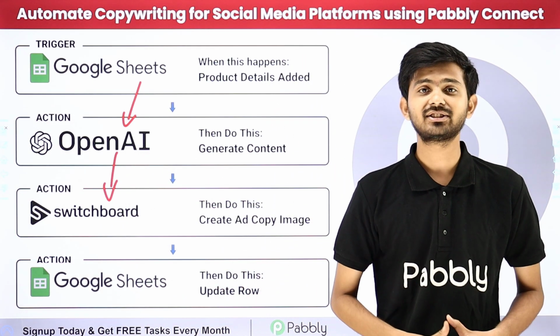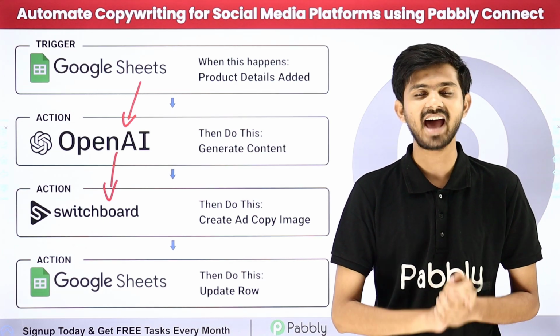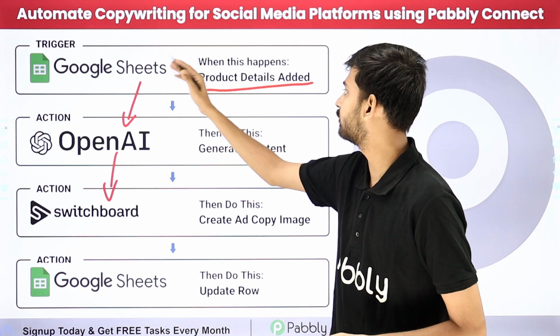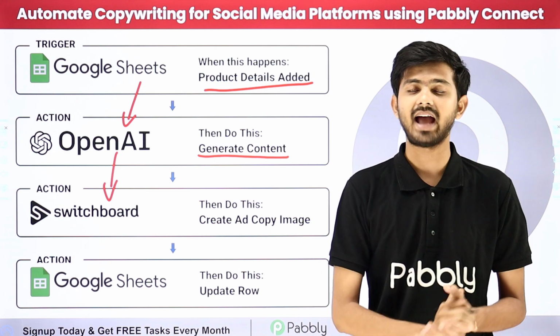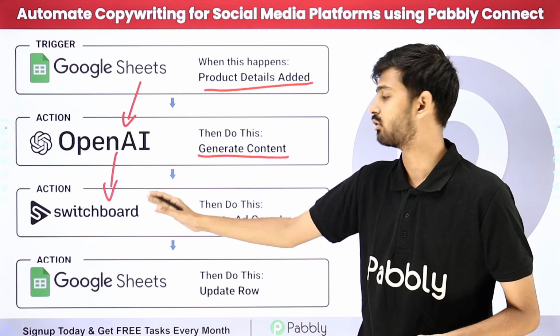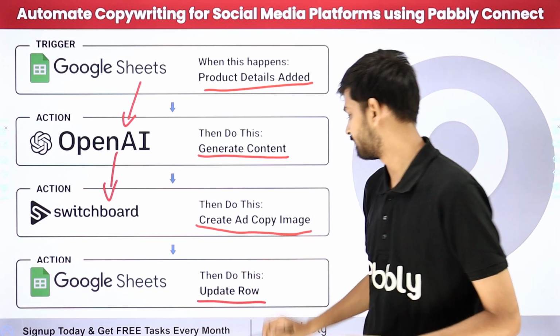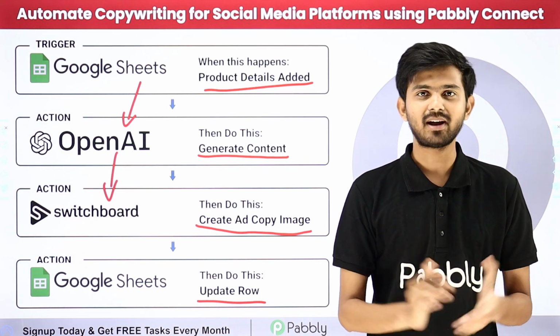For building this connection, I'm going to use Pabbly Connect, which is an amazing software for automation and integration. With Pabbly Connect, as I add the product details in Google Sheet, I'm going to automatically generate the content for the ad copies using OpenAI, generate the ad copy image using Switchboard, and update all these details in Google Sheet again. So how am I going to build this connection? For that, let me take you to my computer screen.